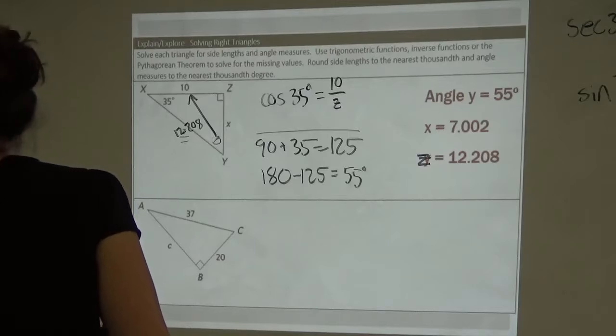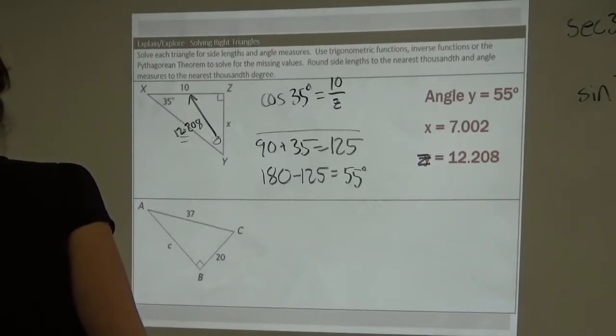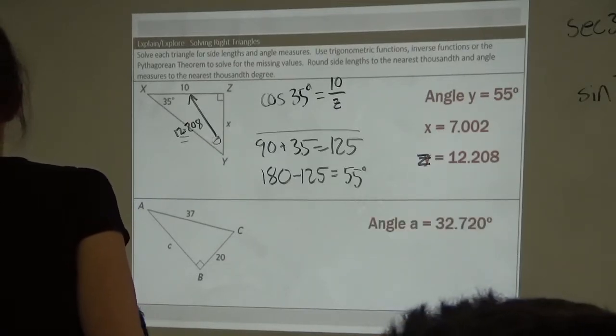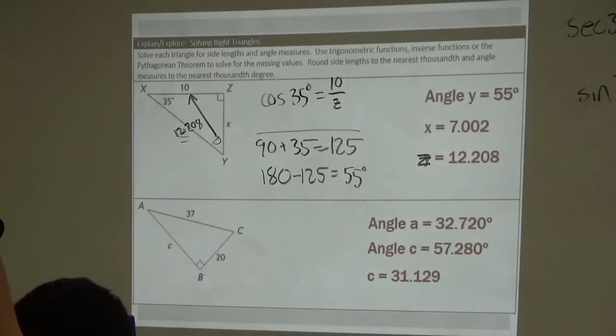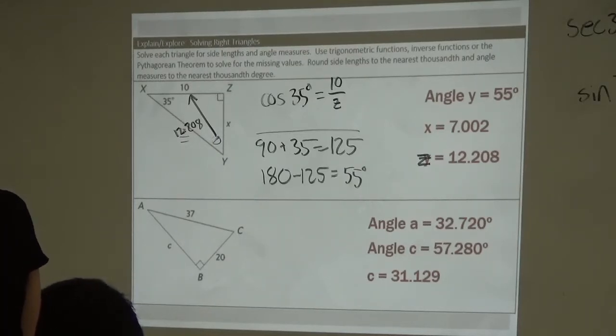How are we doing over here? So this is that angle to top, so this is great. For these, you're missing, solve for any of the missing things. In this case, you're missing C, you're missing angle A, and you're missing angle C. Cool.